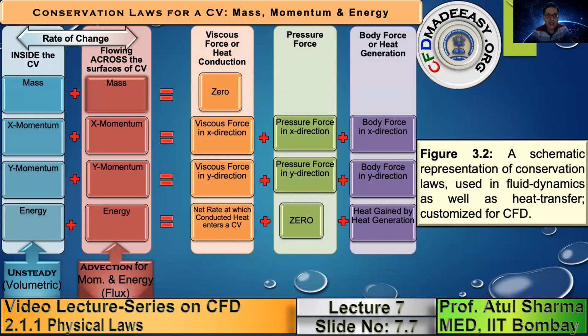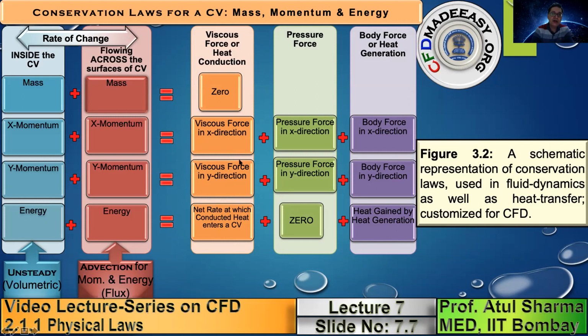So what is shown here is for x momentum, the rate of change of x momentum is equal to the force acting in the x direction. And for the y momentum equation, the rate of change of y momentum is equal to the force acting in the y direction. The rate of change of energy is equal to this, the total heat gained by conduction mode of heat transfer, and this is the total heat gained by heat generation, if there is a heat generation.